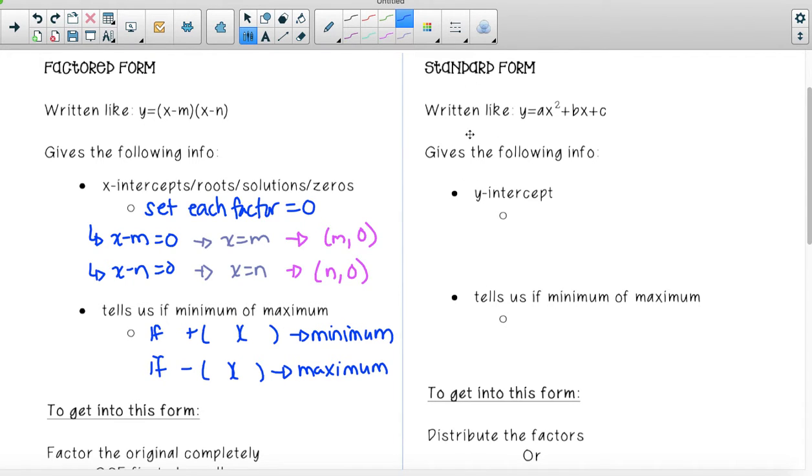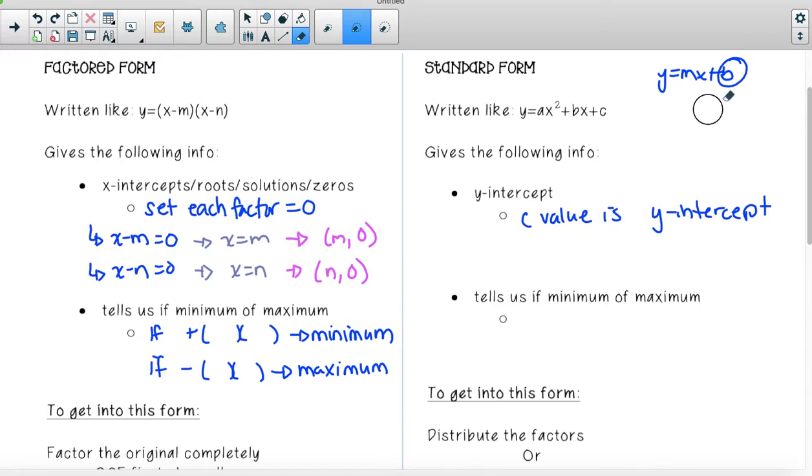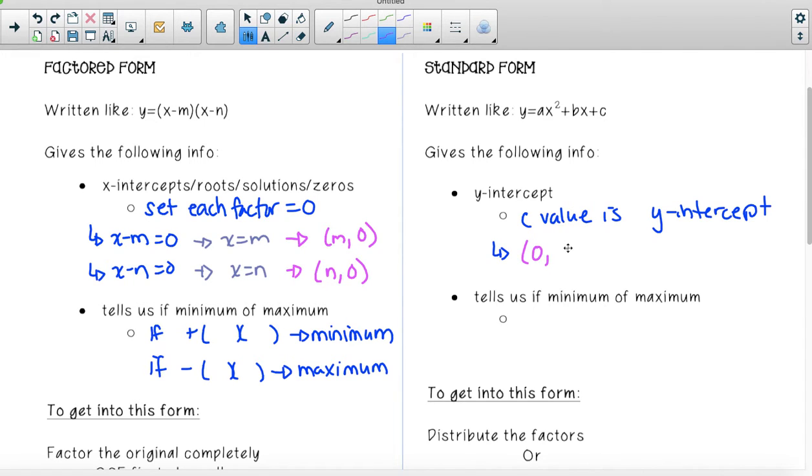If we're looking at standard form, written as y equals ax squared plus bx plus c, we can automatically find the y-intercept. The y-intercept is the c value of the problem, the constant. This holds true for slope-intercept form as well, because in y equals mx plus b, your constant was your y-intercept. So in standard form for quadratics, your constant is your y-intercept. This means we can write our y-intercept as 0, whatever the c value happens to be.